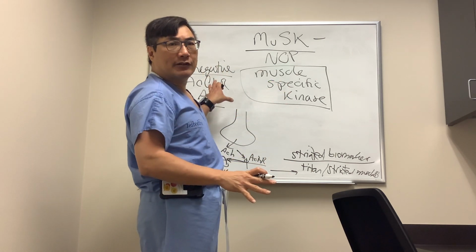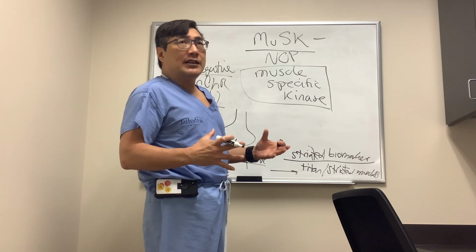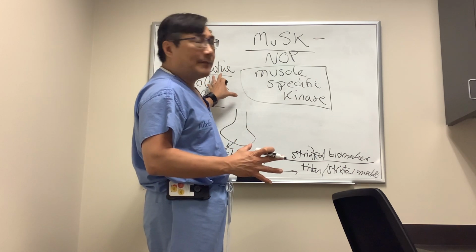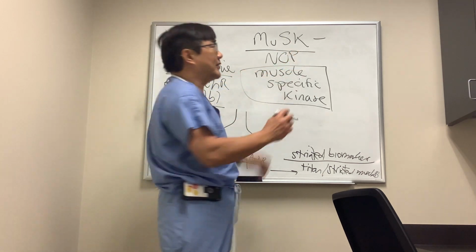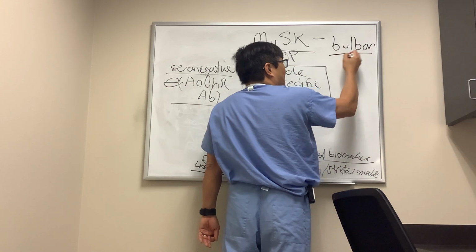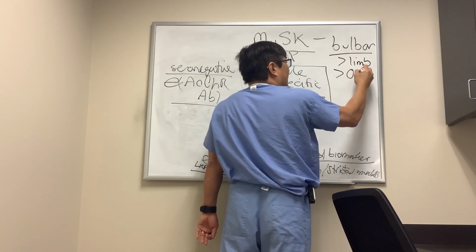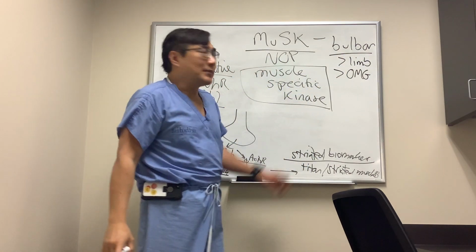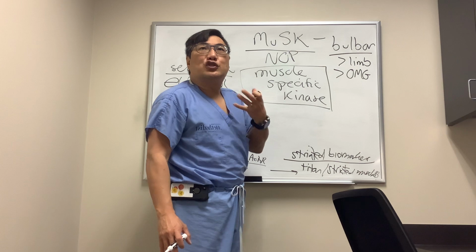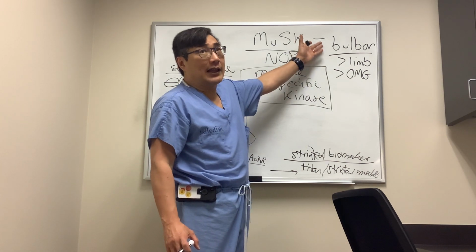The reason you need to know about MuSK is it can cause ptosis and ophthalmoplegia, but it's not as prominent as in the acetylcholine receptor form of myasthenia gravis. And the limb involvement in generalized myasthenia for acetylcholine receptor positive myasthenia is not as prominent in MuSK. So the things that are prominent are a dangerous thing, which is bulbar involvement. So bulbar greater than limb and greater than ocular myasthenia gravis symptoms.